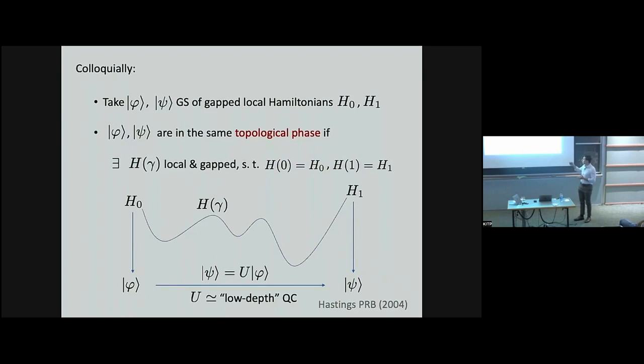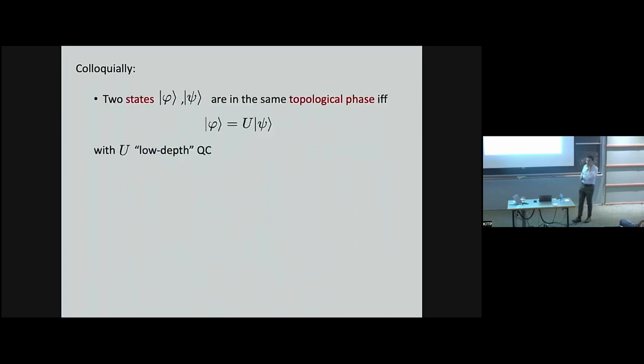So put differently, this could be rephrased colloquially into a definition of phases, which is entirely in terms of this class of local quantum circuits. And we can say that two states are in the same topological phase if and only if they are connected by a low-depth quantum circuit. And here I'm using low-depth in a vague way. I'll come back to it later.